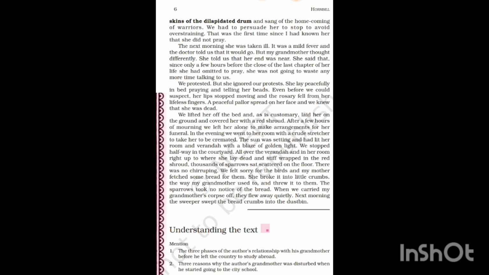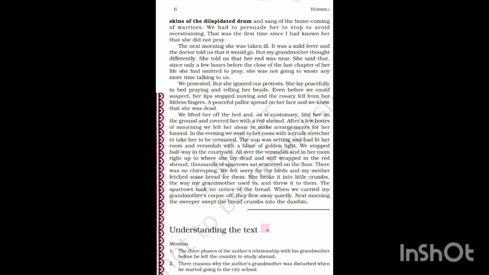Even before we could suspect, her lips stopped moving and the rosary fell from her lifeless fingers. A peaceful pallor spread on her face, and we knew that she was dead. We lifted her off the bed and, as is customary, laid her on the ground and covered her with a red shroud. After a few hours of mourning, we left her alone to make arrangement for her funeral. In the evening, we went to her room with a crude stretcher to take her to be cremated.